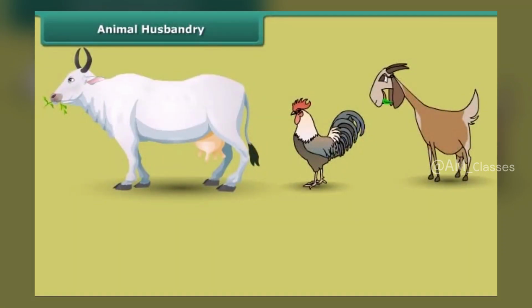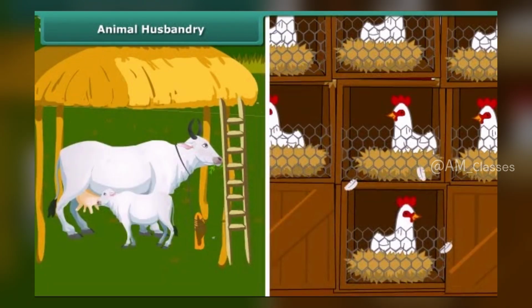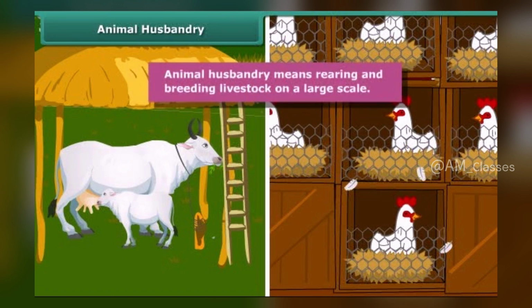Friends, do you know, like plants, animals also provide us with different kinds of food. Many people living in the coastal areas consume fish as a major part of their diet. You will be surprised to know that just like the process of crop production, animals are also reared at home or in farms. They are provided with proper food, shelter, and care so that they provide us healthy food to eat. This process is called animal husbandry. In other words, animal husbandry means rearing and breeding livestock on a large scale.